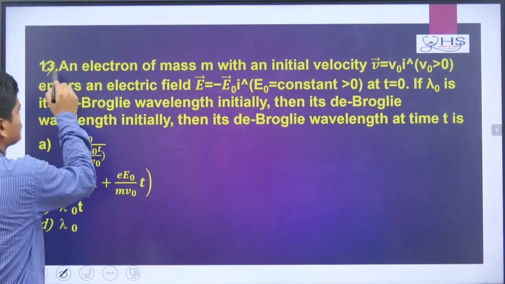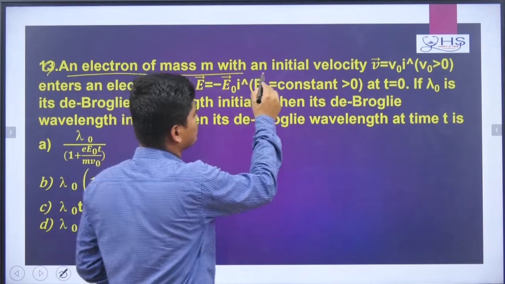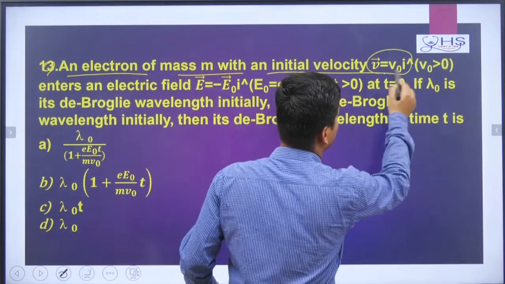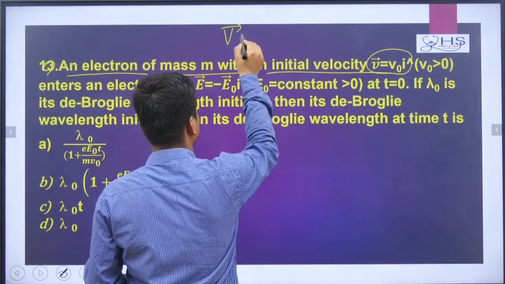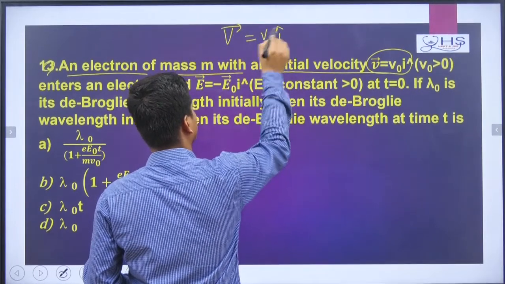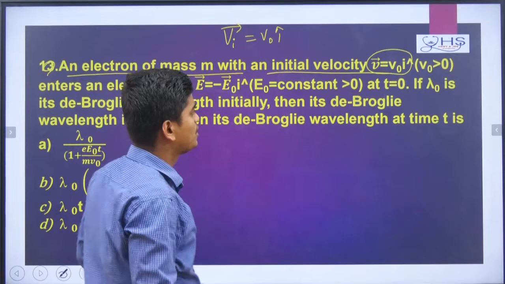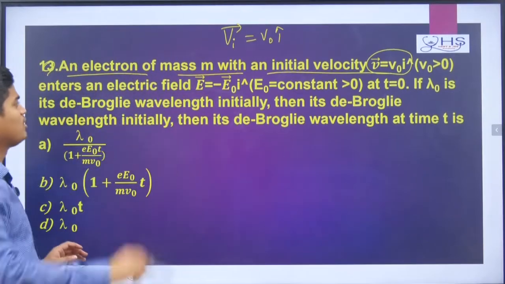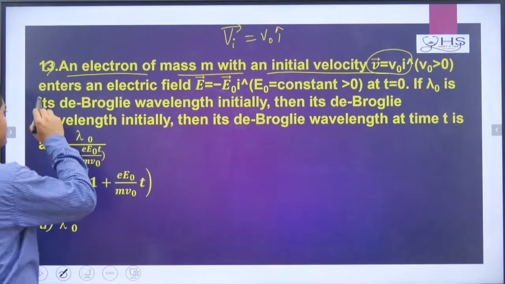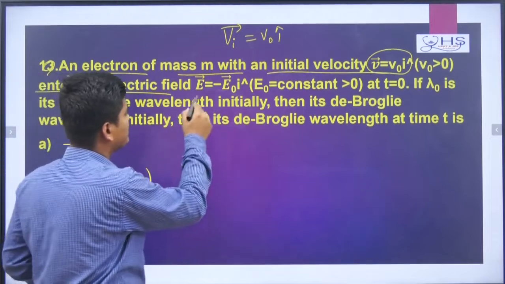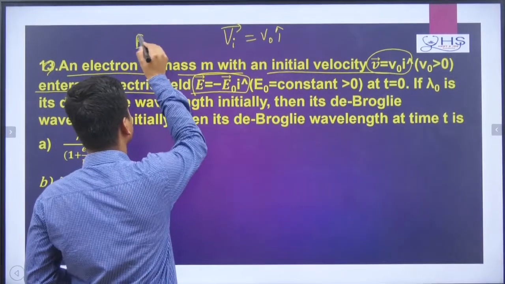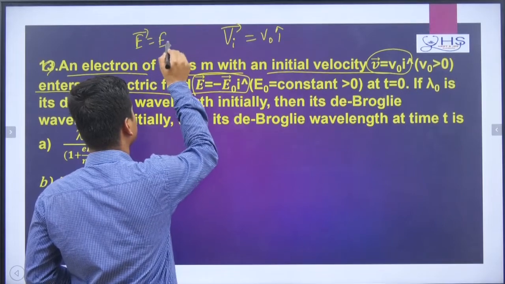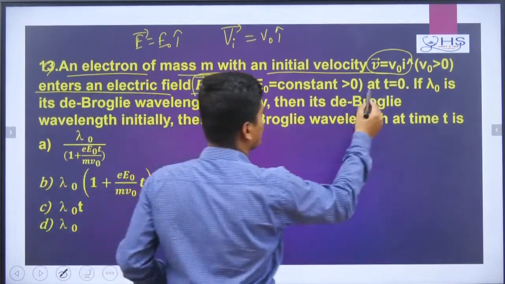Here an electron of mass m with an initial velocity v equal to v naught i cap is moving in the positive x direction and enters an electric field E vector, which is nothing but E naught i cap. So here the electric field is E naught i cap at t equal to 0.